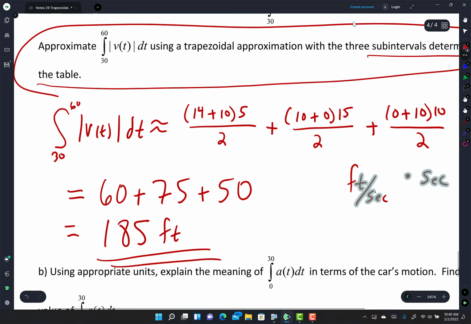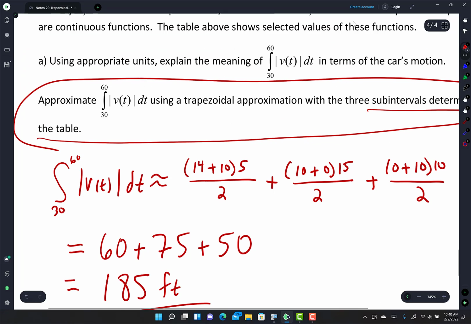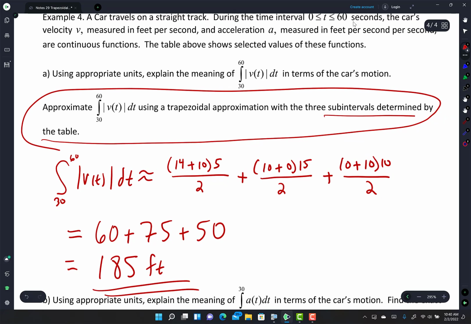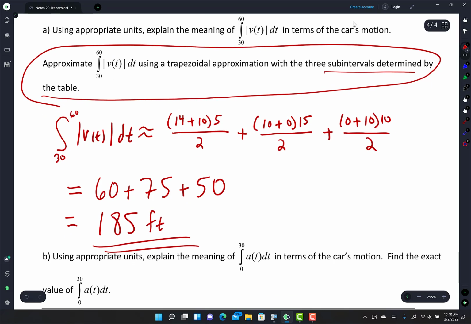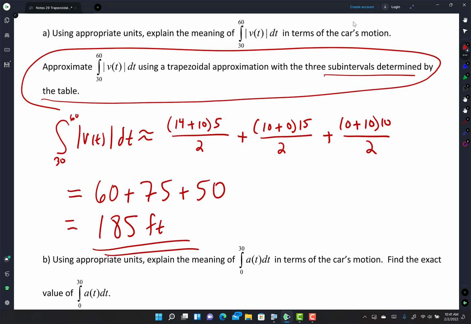All right, let's see if we can answer this question though. Using appropriate units, explain the meaning. What do you think this means? That's right. This is the distance traveled, not the displacement, but it's the distance traveled between t equals 30 and t equals 60. And don't worry if you don't get it, we need more experience.